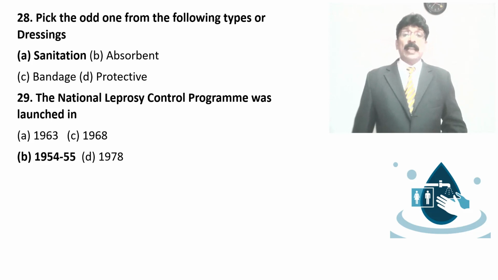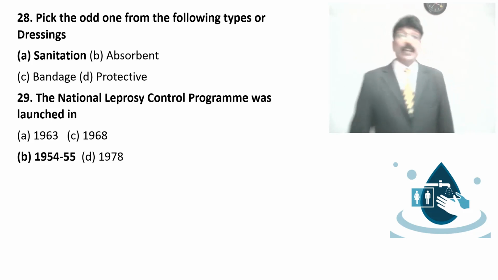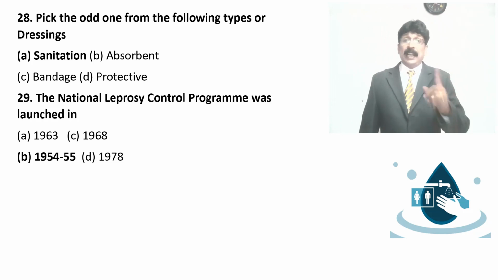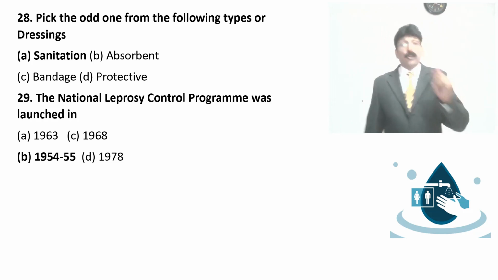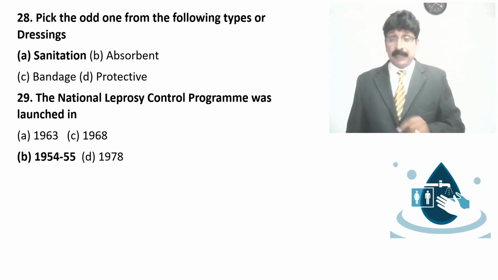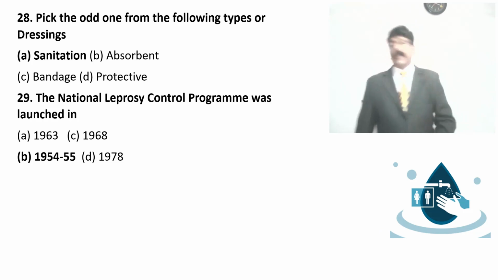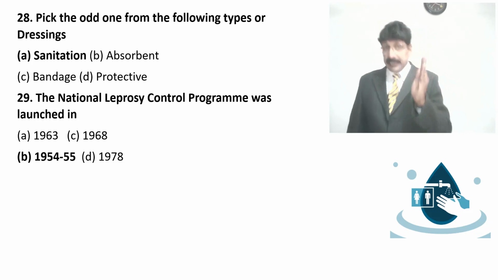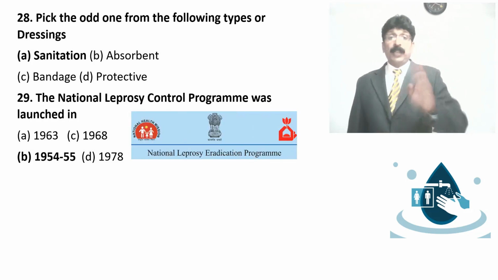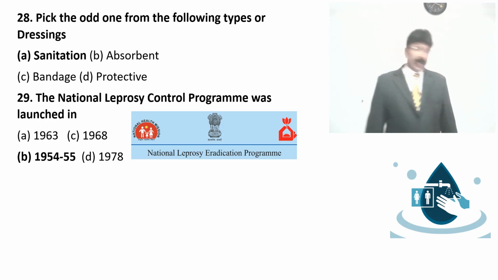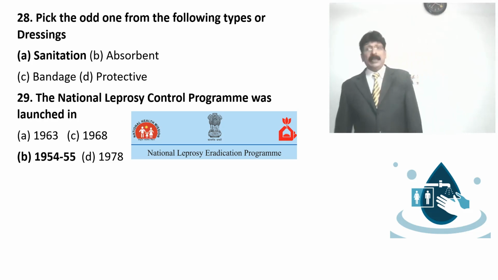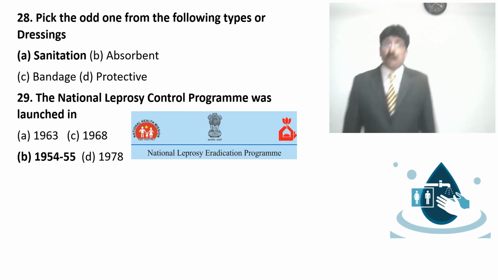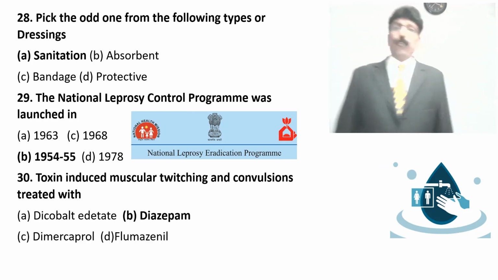The next question: the National Leprosy Control Program was launched in which year? The options given are 1963, 1968, 1954 to 1955, and 1978. Actually 1955 is the correct answer, but they have given a choice of 54 to 55, specifying that it started from 54. The National Leprosy Eradication Program was done in 1955. So the answer is 1955, but since they have shown 1954 to 55, that choice can be taken.